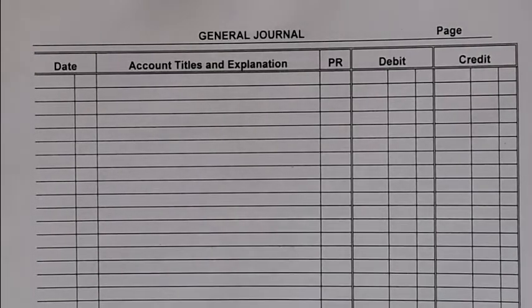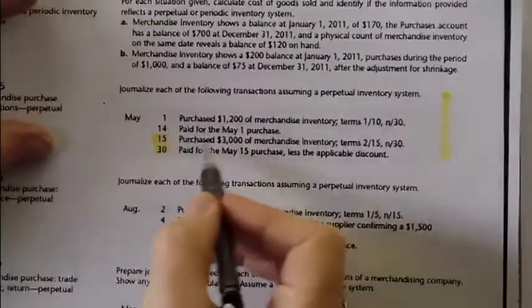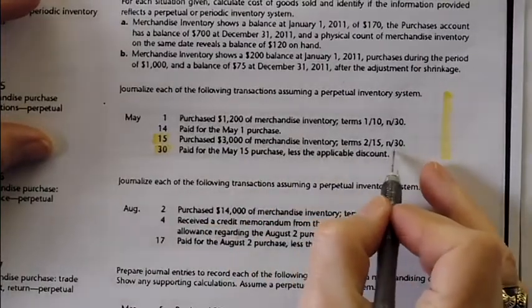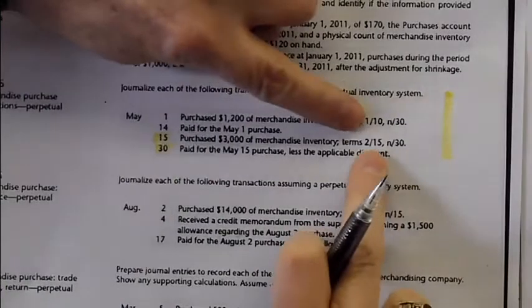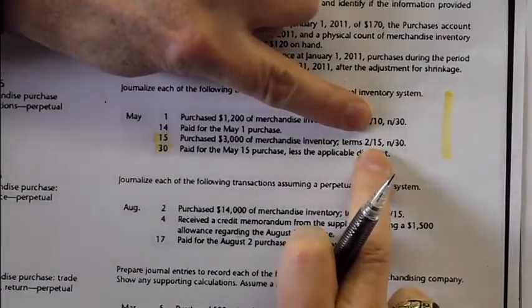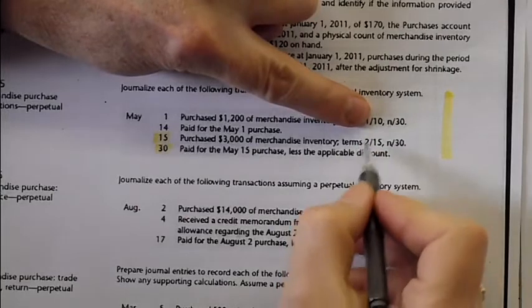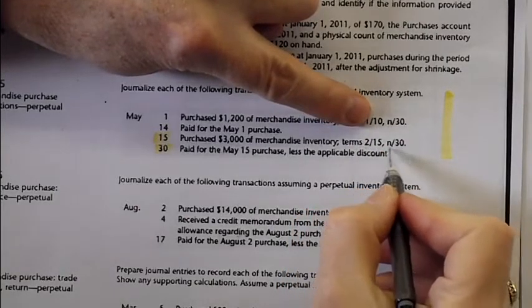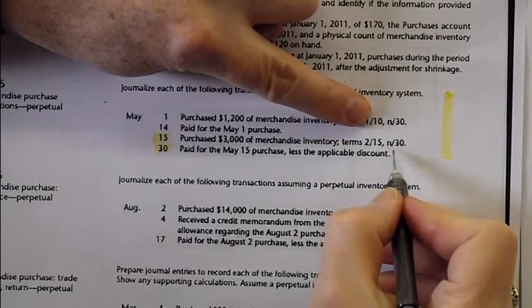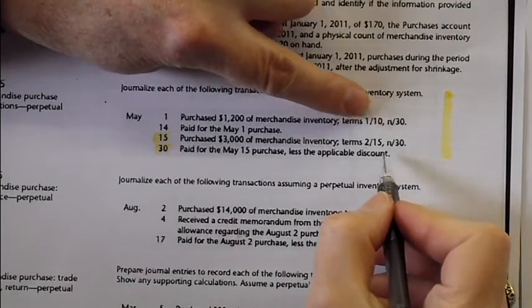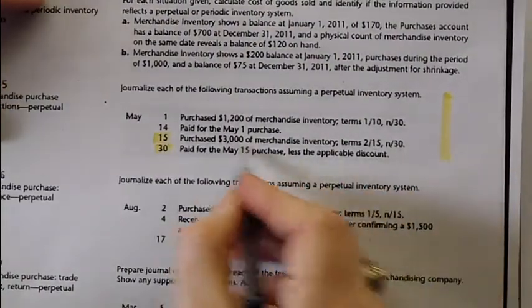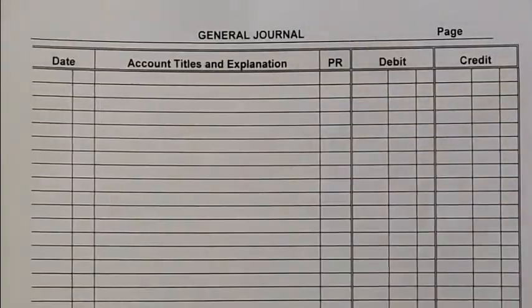So that first transaction on May the 15th, we purchased $3,000 of merchandise inventory, and the terms were 2/15, n/30. And that means if we pay within 15 days, we get a 2% discount. Otherwise, the net amount, the total amount, is due in 30 days. So we don't know whether we're going to pay in 15 days, so we just record the full cost of the merchandise.